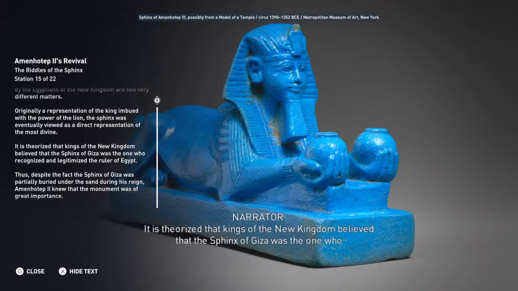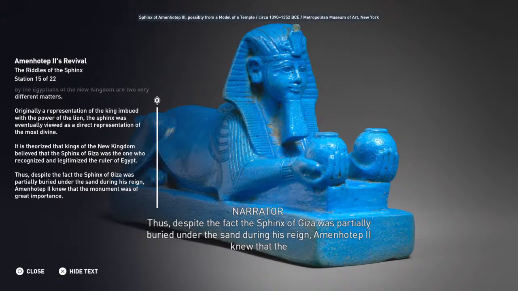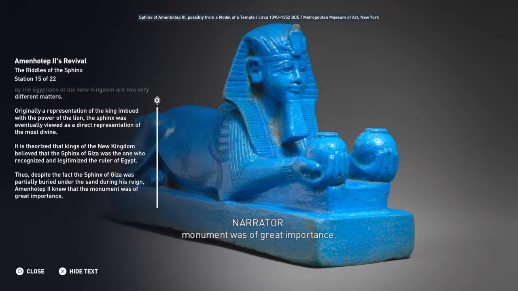It is theorized that kings of the New Kingdom believed that the Sphinx of Giza was the one who recognized and legitimized the ruler of Egypt. Thus, despite the fact the Sphinx of Giza was partially buried under the sand during his reign, Amenhotep II knew that the monument was of great importance.